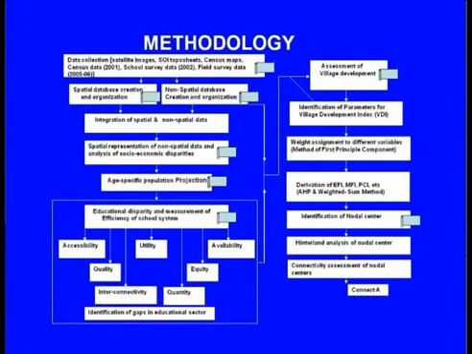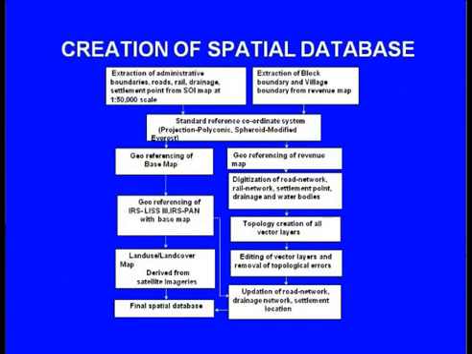Once this data has been collected, two separate databases, one spatial and the other non-spatial, have been created. When we look at the spatial databases, first of all we extract the administrative boundaries, road, railway, drainage, settlement points from the Survey of India map at 1:50,000. We also extract the block boundaries and village boundaries from the revenue map and co-register both these information onto a standard reference coordinate system. Using these reference maps, we then carry out the generation of the database.